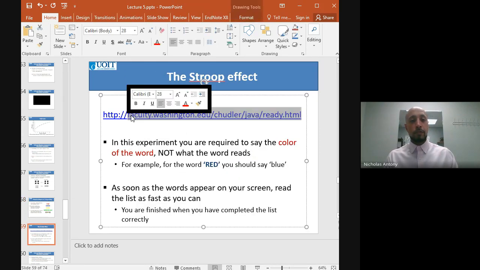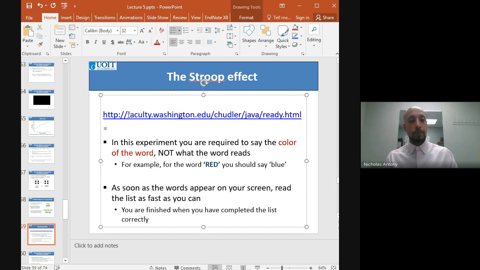Oh, who wants to do this? Let's do it. Will this show up? Stop presenting. The Stroop effect demonstrates that when my entire screen, here.